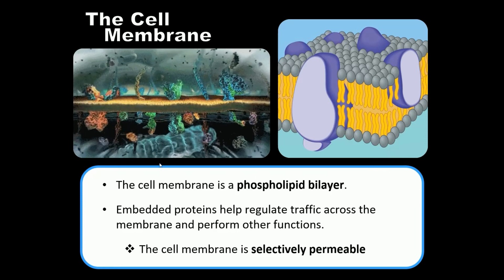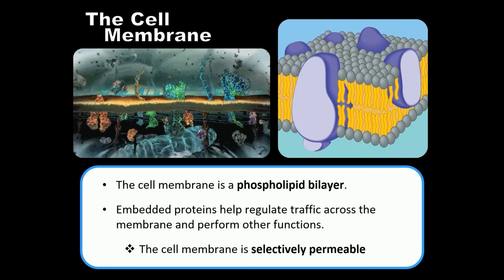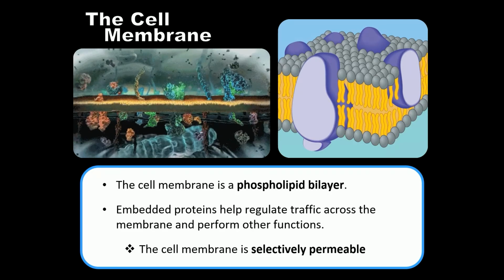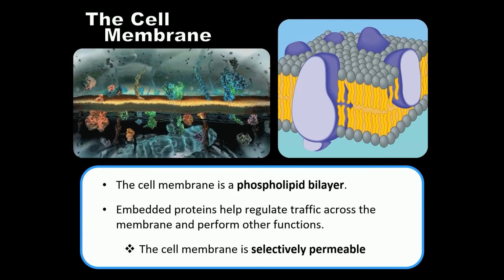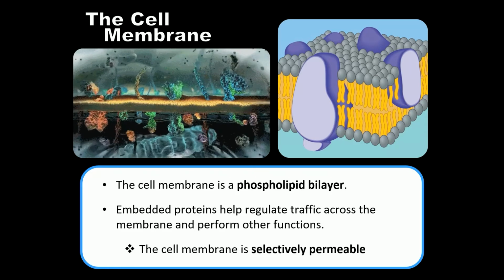It's selectively permeable. The cell can decide what to allow in and out. And the way that it makes these decisions is by using embedded proteins. So it's not just a phospholipid bilayer. We have these integral proteins that kind of float around like icebergs in a phospholipid sea.